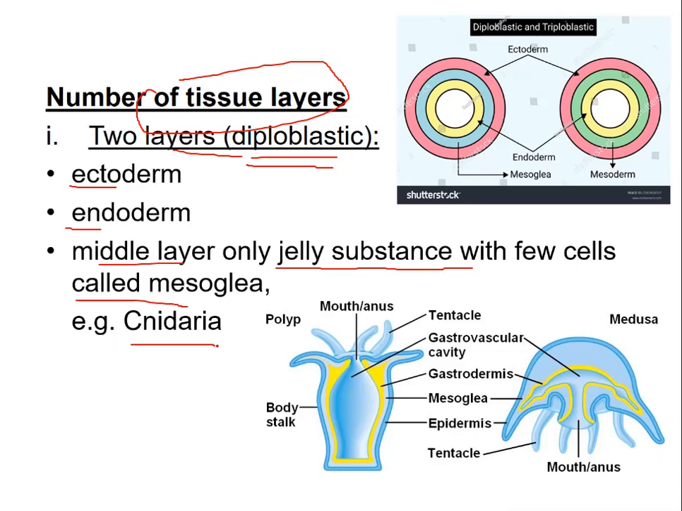So Cnidaria is located in which hierarchy of the animal kingdom? The second one, the second phylum in the animal kingdom, phylum Cnidaria. You can see here the yellow color showing you the mesoglea. So this is the middle layer that contains jelly substance with few cells known as mesoglea.